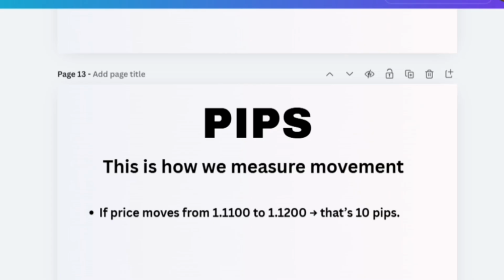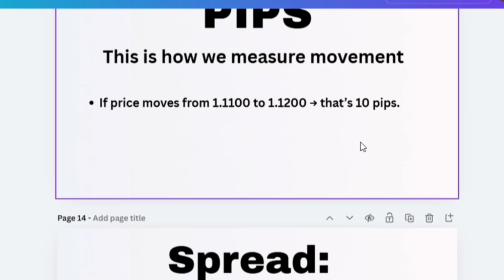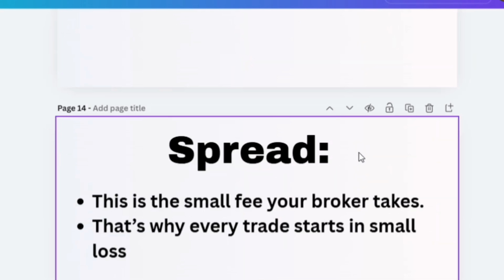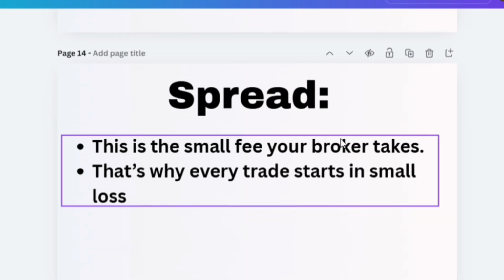So guys, let's continue. Now, after pips, we are going to have spread. What is spread? I categorize it into two aspects. First of all, this is the small fee that your broker takes. And again, this is why every trade starts in what? Small loss. As a trader, you're going to notice that the moment you click on buy or sell, automatically you're already in the red.